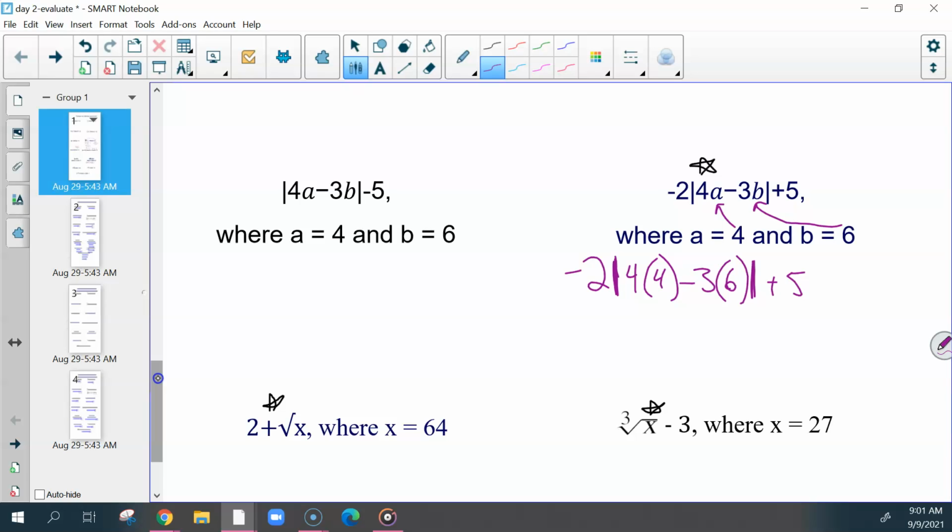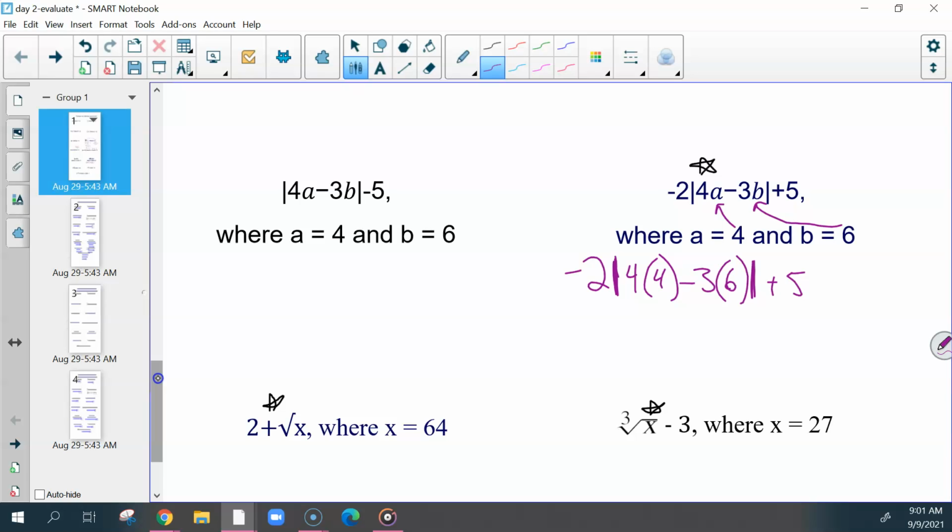Yes. Still not put the actual sign in. So I could have put 4 times 4 and 3 times 6, like the dot. I could have done that. The parentheses mean the same thing. But when you're evaluating, you should be using parentheses to show it's a placeholder. But they mean the same thing.